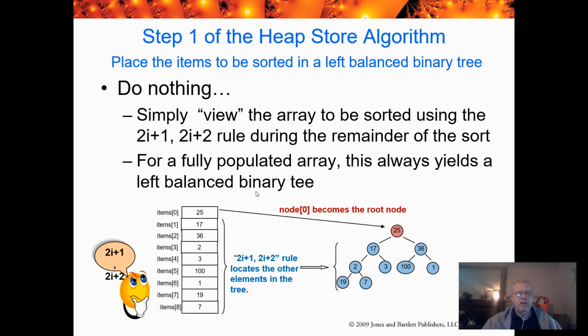So step 1, do nothing. We like that. So basically we consider the elements to be sorted in an array, and we consider it using the 2i plus 1, 2i plus 2 rule to locate the elements in a tree. Now you notice to the lower right that is not a heap, but it is a left balanced tree.